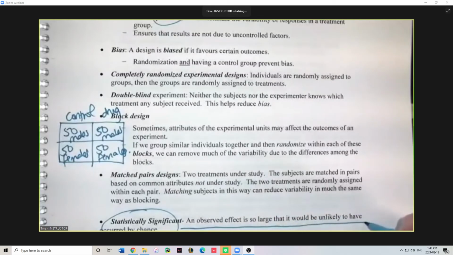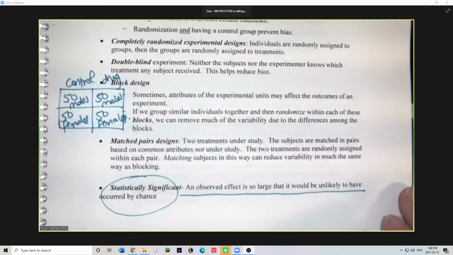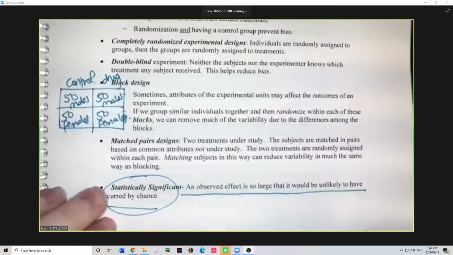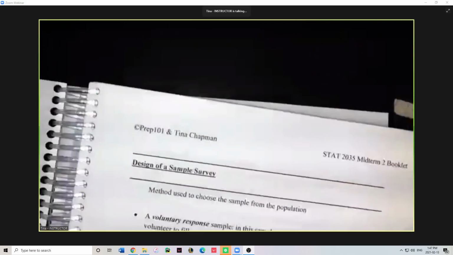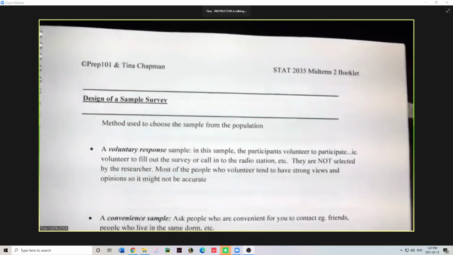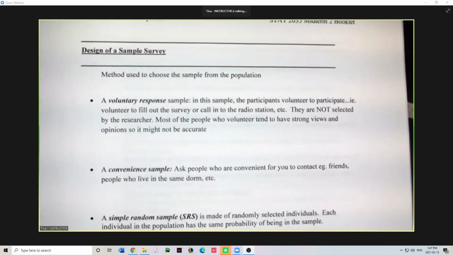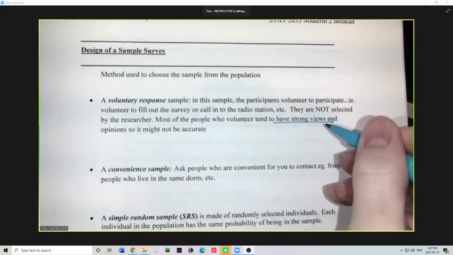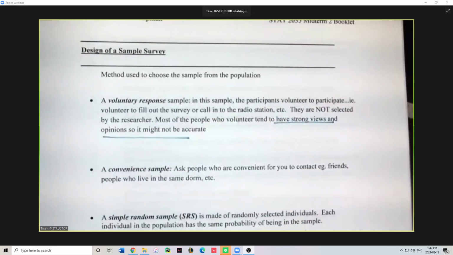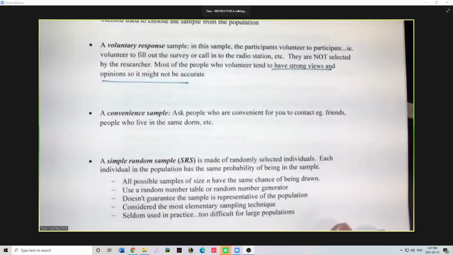Statistically significant means that the observed effect is so large that it's unlikely to be just due to chance. So usually there's a question on the different types of ways to sample. So voluntary response is just what it sounds like. People volunteer, so they're not selected by the researcher. They call in or write in to a radio station, things like that. They tend to have strong views. So it's not the best way to get a sample, obviously.